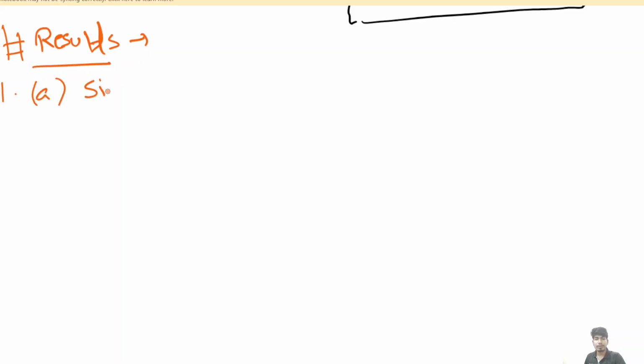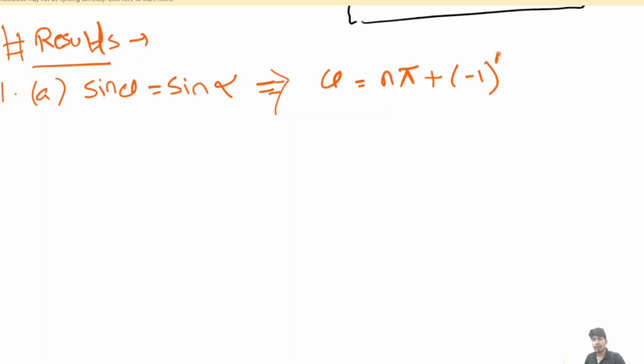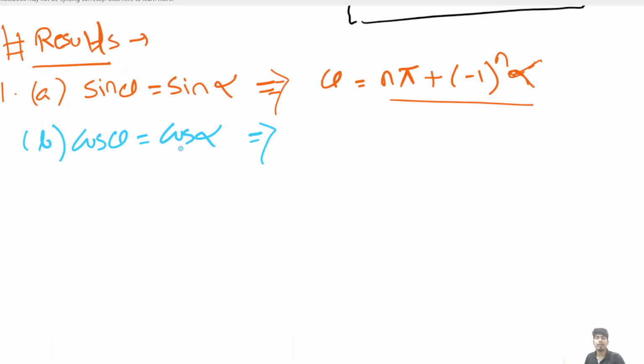First is, if sine theta is equal to sine alpha, then what is the relation between theta and alpha? Theta is n pi plus minus 1 to the power n into alpha, where n belongs to integer. And next is cos theta is equal to cos alpha. What is the relation between theta and alpha? Then theta is 2n pi plus minus alpha.